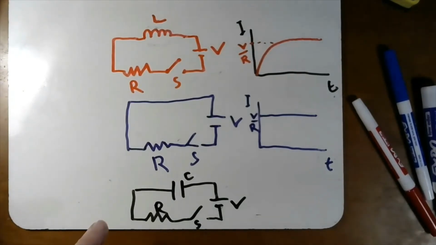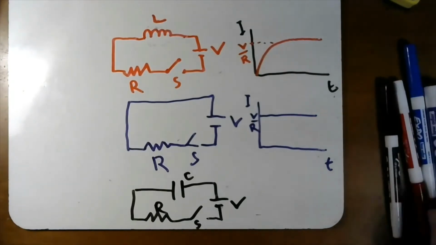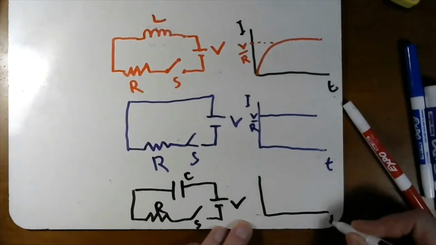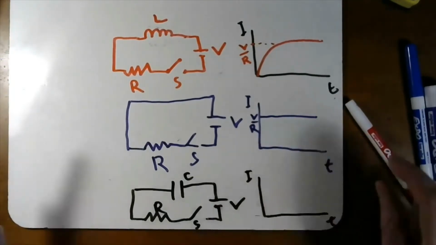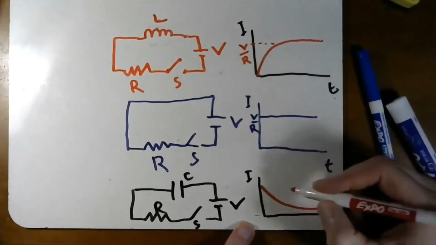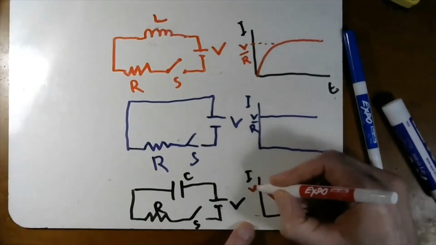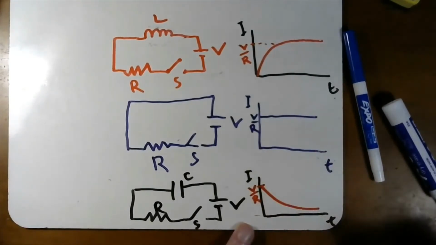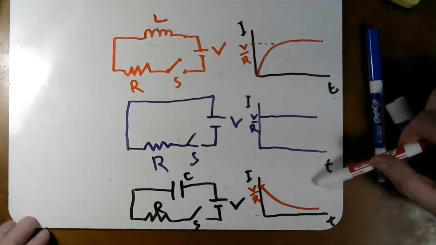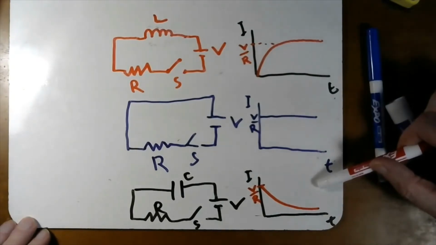But then, as time goes on, that capacitor becomes charged, and it starts to oppose the flow of current. And eventually, the capacitor is going to act like an open circuit, and no current will flow. So the graph of I versus t for a capacitor looks like this. Start off at a high value, and then it goes down to 0. And the maximum value is just V over R. So you can see how the inductor and the capacitor have opposite behaviors.